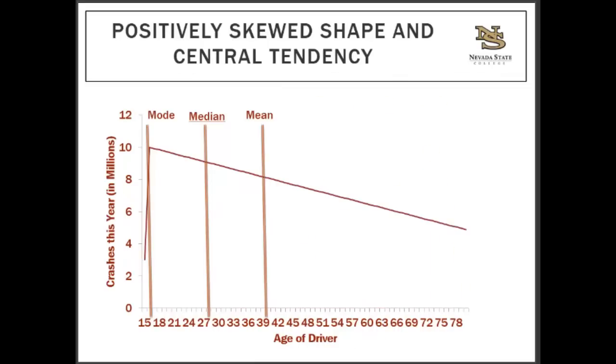Now let's look at a positively skewed distribution. So here's an example where we're looking at the relationship between the age of a driver and how many crashes they had this year. Based on this particular graph, it looks like the younger drivers make up the vast majority of the number of accidents. So we have a positively skewed distribution. As you can see in this case, the mean is actually higher than the mode because those older outliers in this data set are dragging the mean towards it, making the mean a higher value.